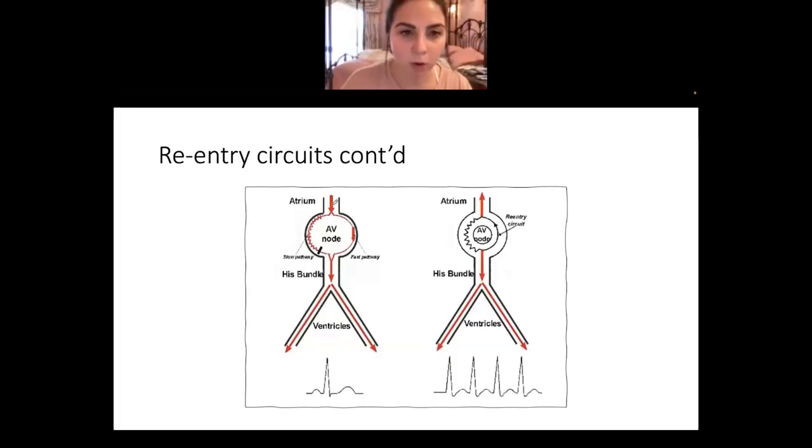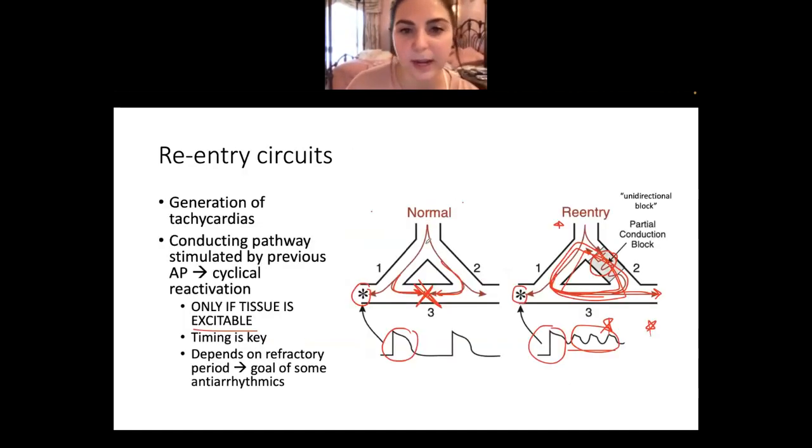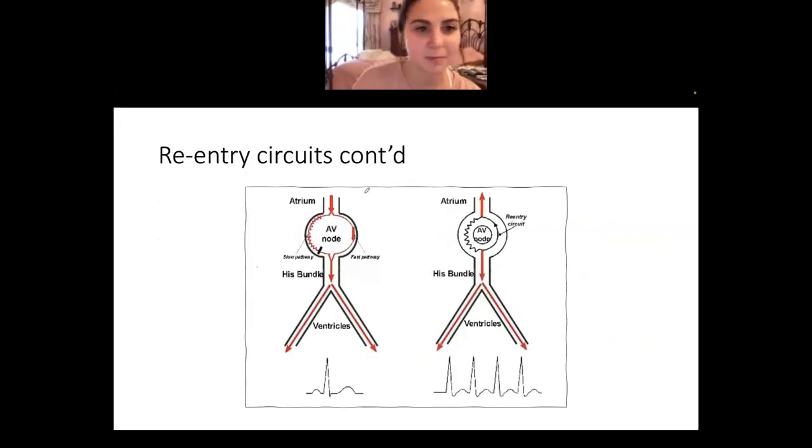Same thing. So normally it comes through, goes through the AV node, bundle of His, whatever, left and right bundle. So this would be like a reentry circuit within the AV node. You can have them anywhere, and that's what I'm saying. Like I said, this is bundle of His and the bundle branches, and this is bundle branch block. It doesn't have to be. It can be the AV node. It's anywhere along the electrical circuit.